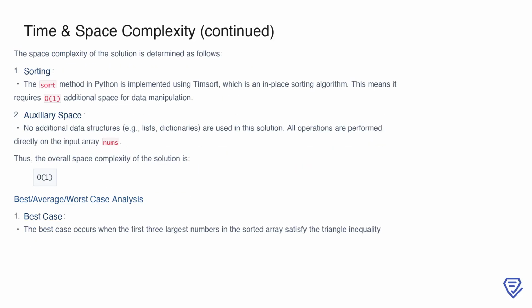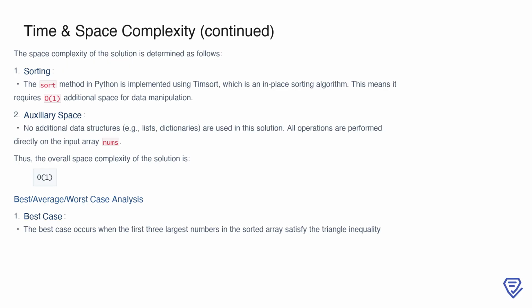The space complexity of this solution is minimal. First, the sorting operation is done in place using Python's timsort algorithm, which does not require any additional memory aside from a constant amount for internal operations. This means the space complexity of sorting is O(1). Second, we do not use any auxiliary data structures like lists or dictionaries to store intermediate results. All computations are directly performed on the input array nums. Therefore, the overall space complexity of the solution remains O(1).